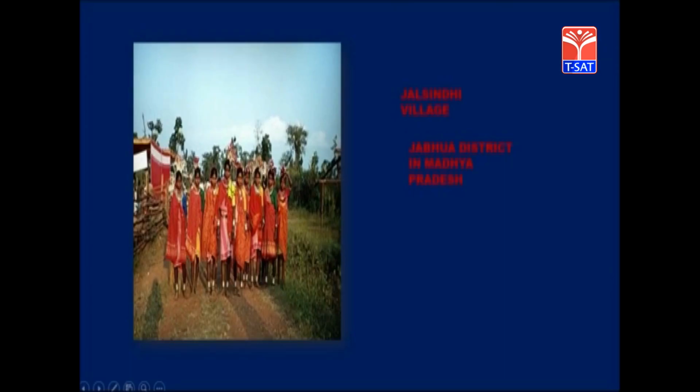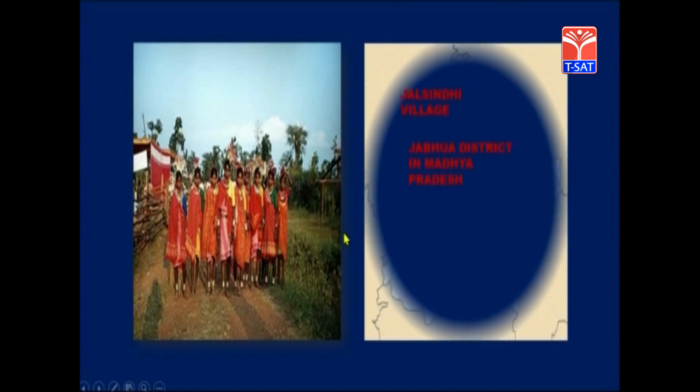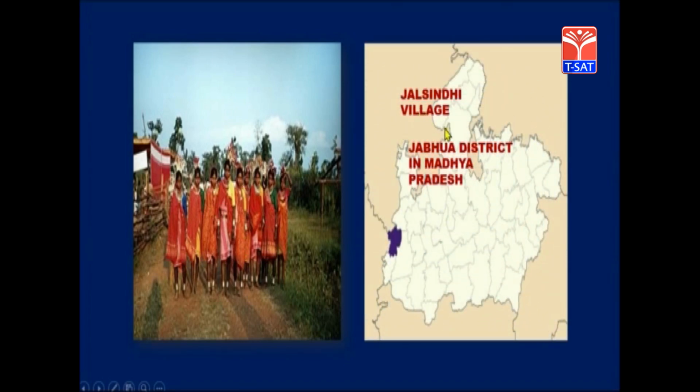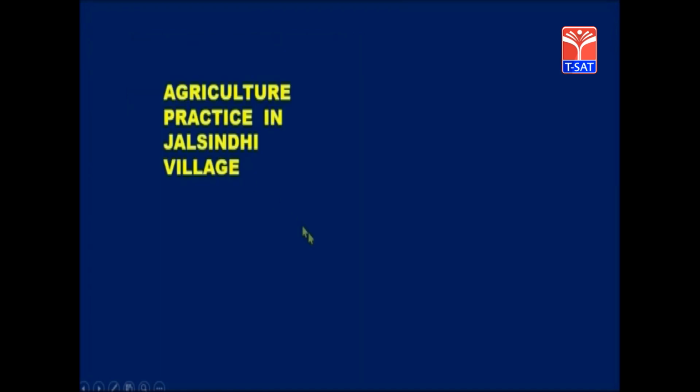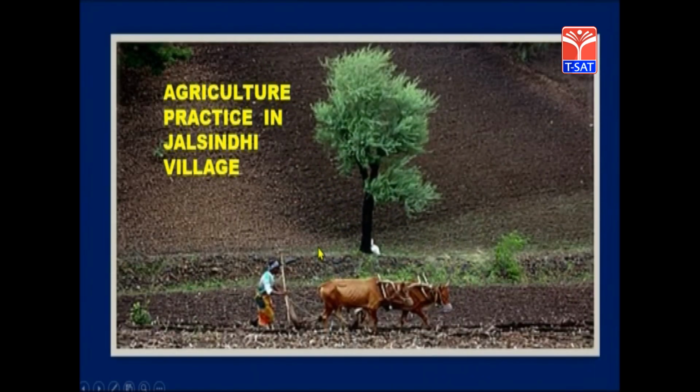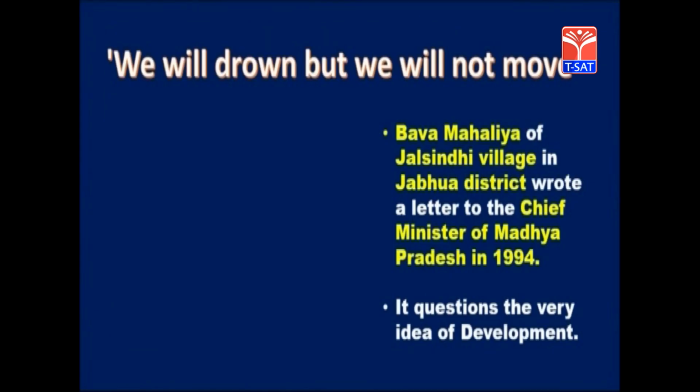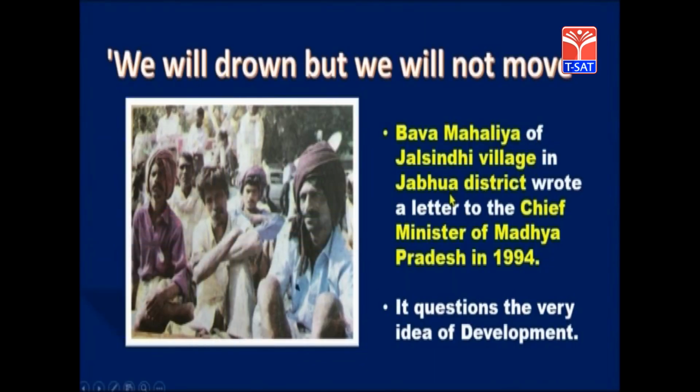Let us see. These are the people who live in these areas. These are Adivasis, and where do they live? They are living in a village in a district in Madhya Pradesh. You can see the location here. They practice agriculture in the village. This is agricultural land. One of the persons, Baba Mahalia of the village, wrote a letter to the Chief Minister of Madhya Pradesh in 1994.